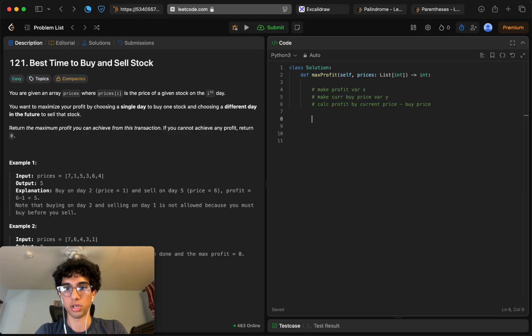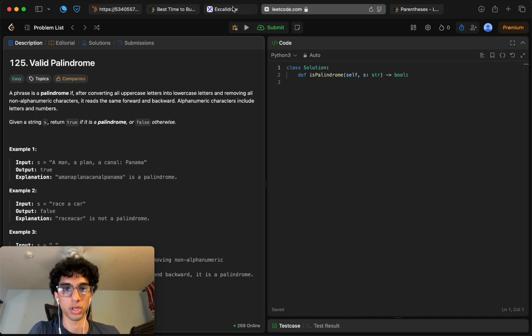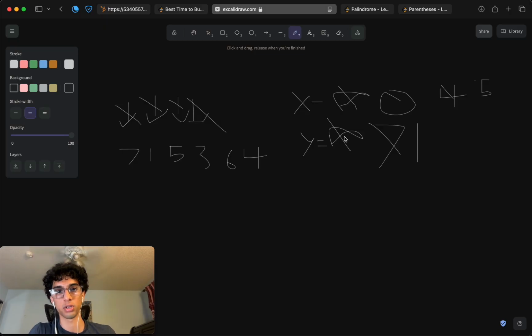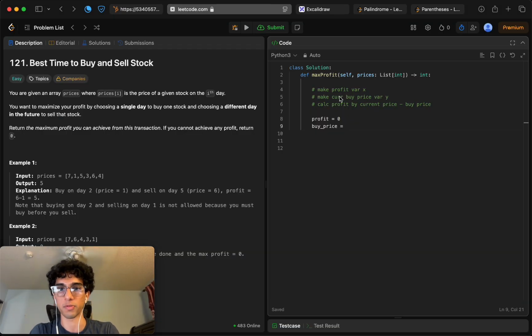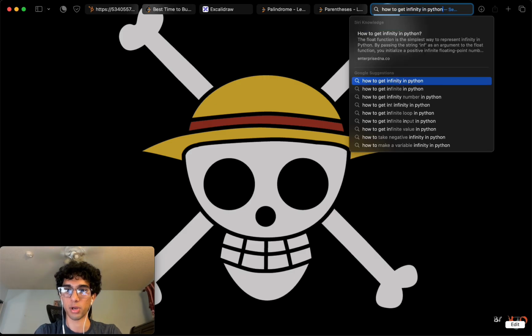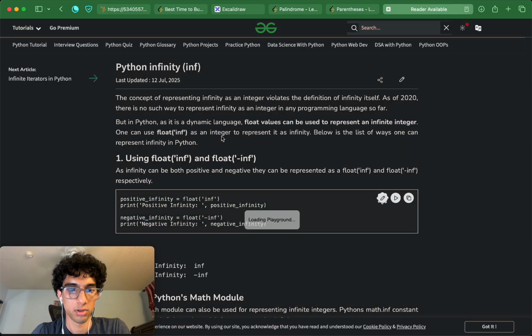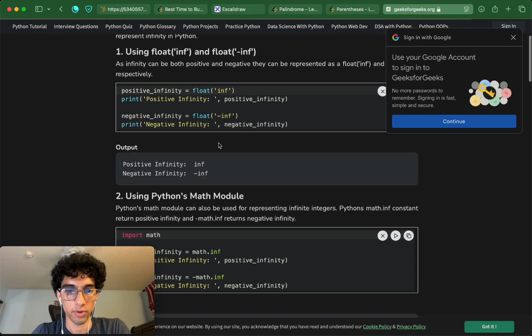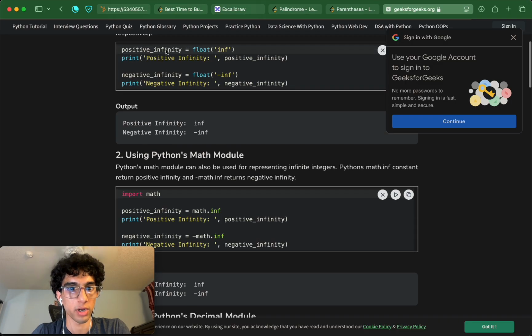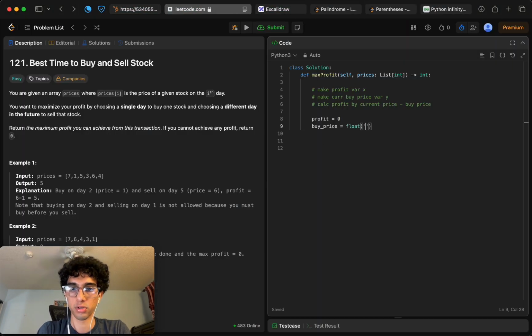So profit equals 0. Buy price equals, what would we say? Right now, starting at infinity. Yeah, that makes sense, because we would want it to be like the highest possible value. How to get infinity in Python. Positive infinity, float inf. Do I have to import? No, I don't have to import anything. Okay, it goes float inf.